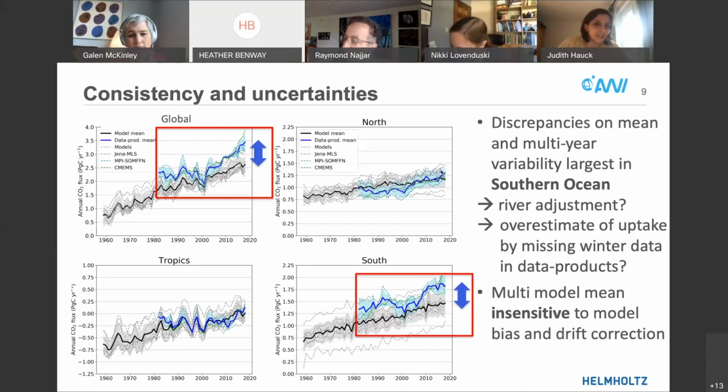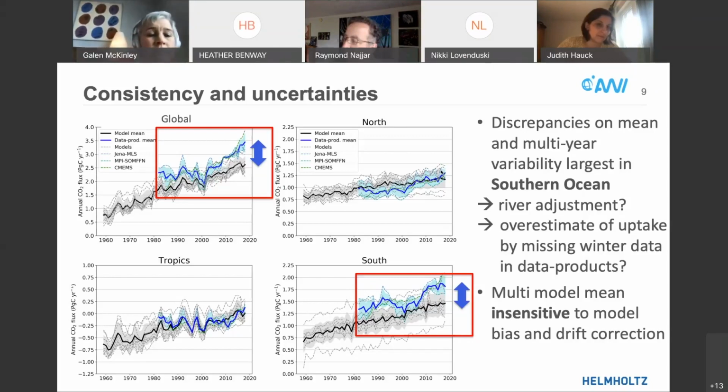I must be missing something, because I thought earlier we were being shown that the data-based estimates give a weaker sink than the models. And here in the upper left, I'm getting the signs right on everything, it looks like the data-based estimates are a greater sink. What am I missing? Yeah, it's so important to know what to compare.